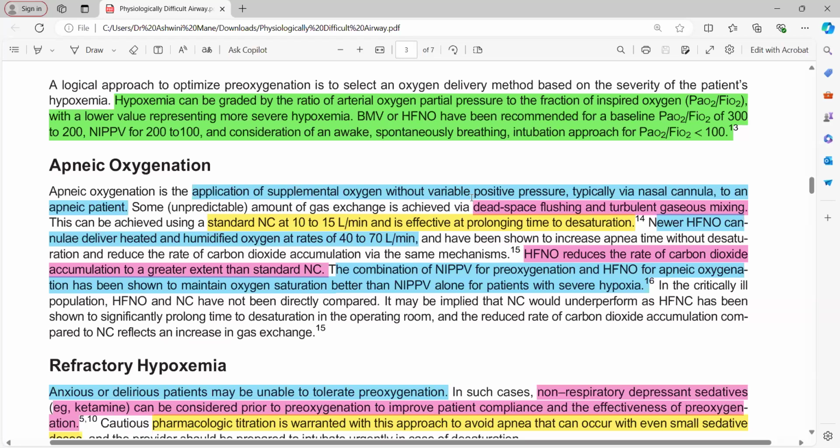This high flow nasal oxygenation will reduce the rate of carbon dioxide accumulation to a greater extent than the standard nasal cannula. The combination of NIV for pre-oxygenation and high flow nasal cannula for apneic oxygenation has been shown to maintain oxygen saturation greater than NIV alone for patients with severe hypoxia.